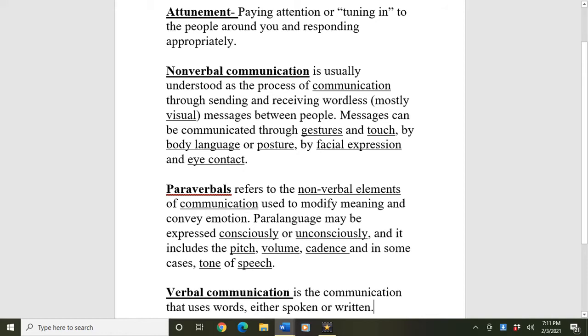We get into the next section, called paraverbals, and this is probably not anything that you've ever heard of before. But paraverbals basically are how you say what you want or need to say. It has to do with things like tone of voice, your pitch, how loud you are, cadence, those sorts of things. It's the difference between saying something like, "Hey, how you doing?" and "Hey, how you doing?"